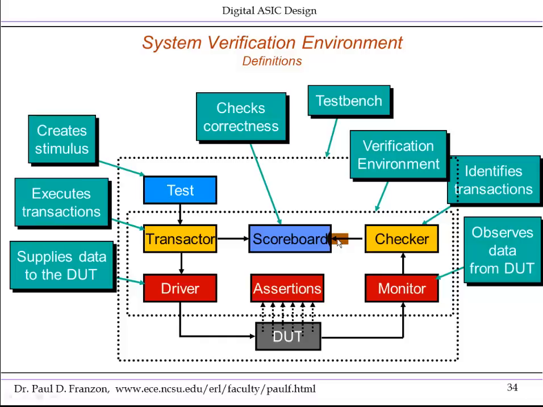How much have we covered? What functions have been tested? How many pseudo-random vectors have been tested? The test up here is creating the stimulus that drives the golden model, which is again in a higher level language, and also drives the detailed vectors applied to the device under verification.